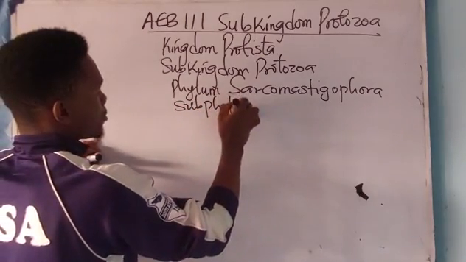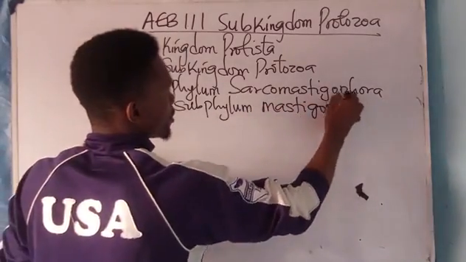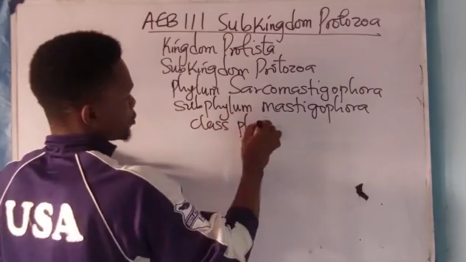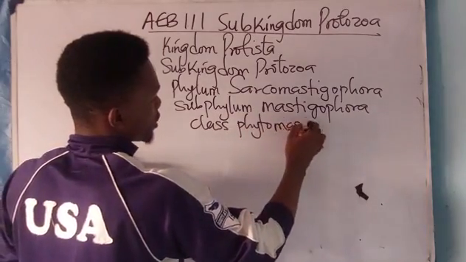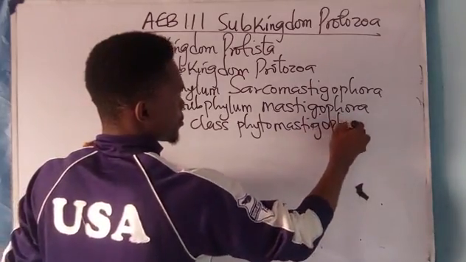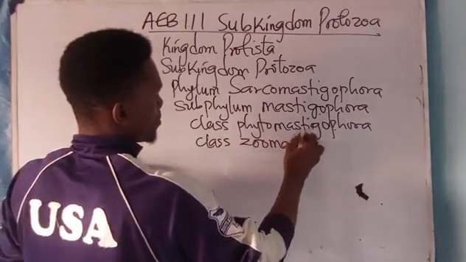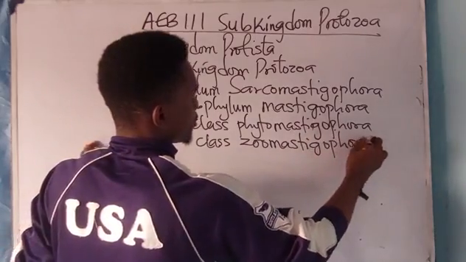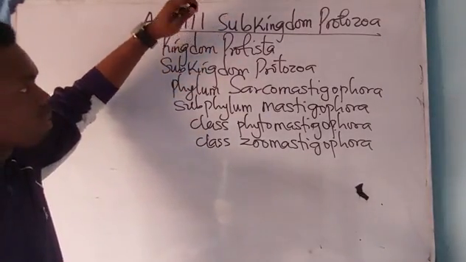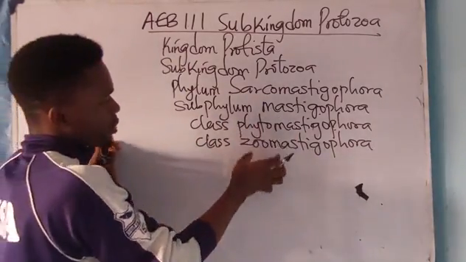Subphylum Mastigophora. You now have class Phytomastigophora. You now have another class, Zoomastigophora. Alright, what I'm doing now, I just want to bring down all the classifications. That is what you have here. You have Subphylum Mastigophora. You now have class Phyto and Zoomastigophora.